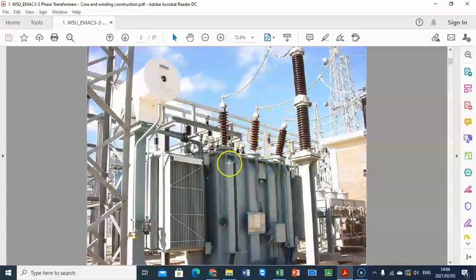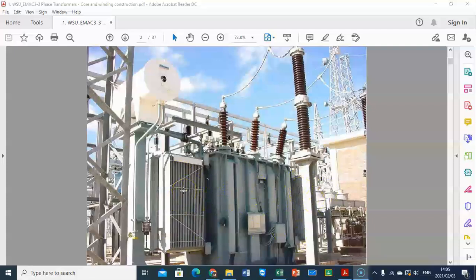you have 3 phases which is going to be your high voltage side, and then you have 3 phases here which are connected to the bushings, which are smaller than these 3, and they are going to be the low voltage side. Then on top of the transformer you can see the conservator tank, and then you can see 2 radiators on both sides of the transformer, which are used to cool the transformer.